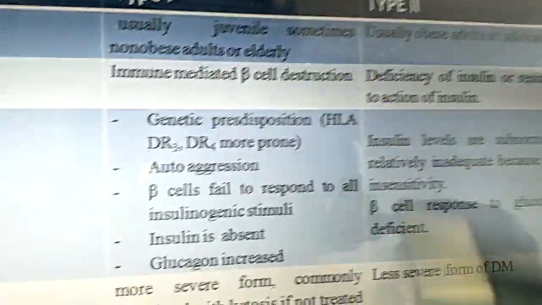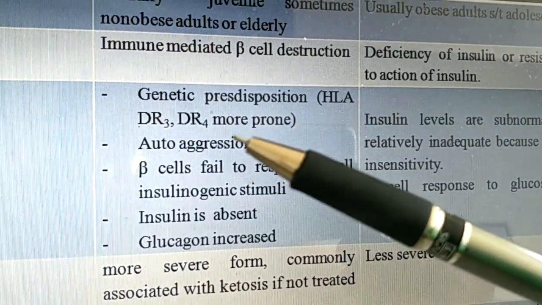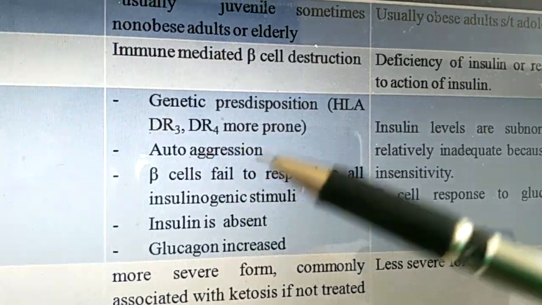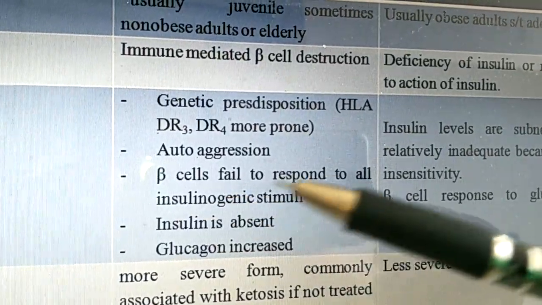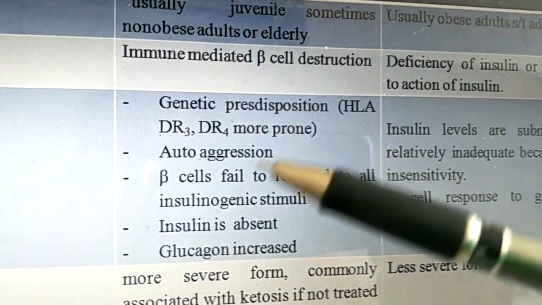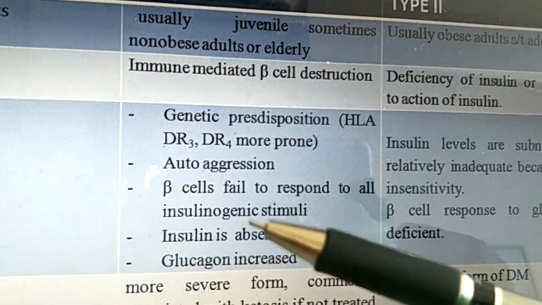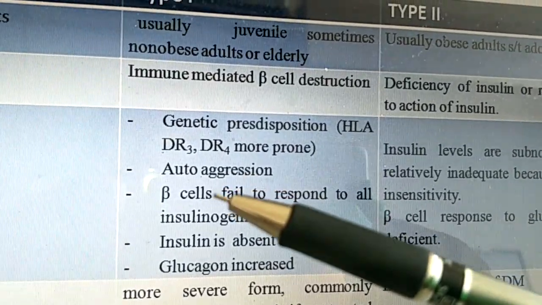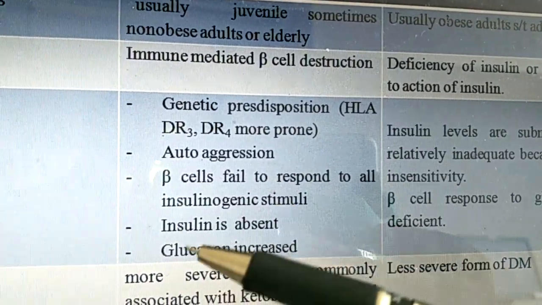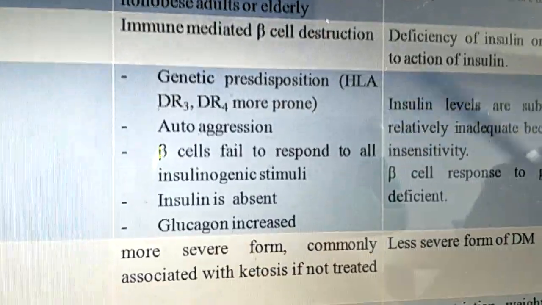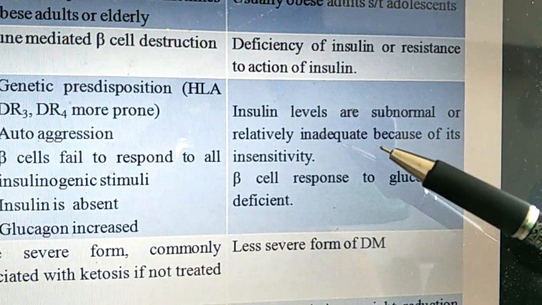Pathogenesis in type 1: there is a genetic predisposition based on the presence of HLA-DR3 or DR4. Autoaggression is there, that is, an immune response against the beta cells. Beta cells fail to respond to insulinogenic stimuli. There is stimulation in the form of food, in the form of raised glucose, which normally increases the insulin release from beta cells. But in type 1 diabetes, the beta cells are not responding to these stimuli. Insulin is absent, glucagon is raised.